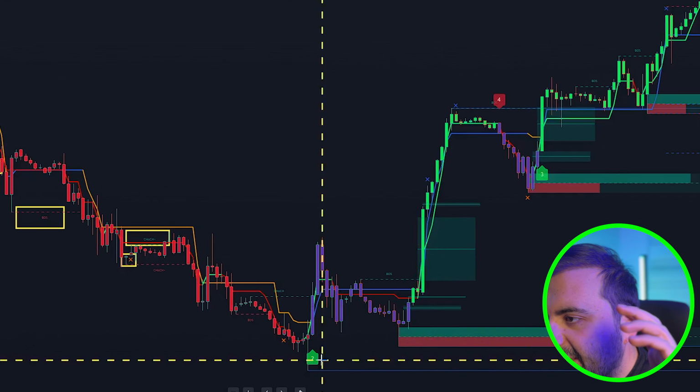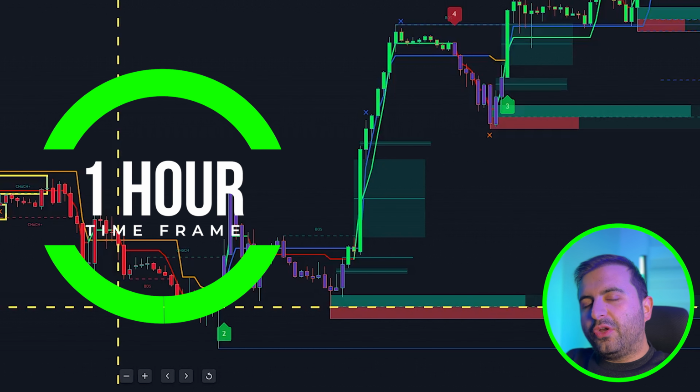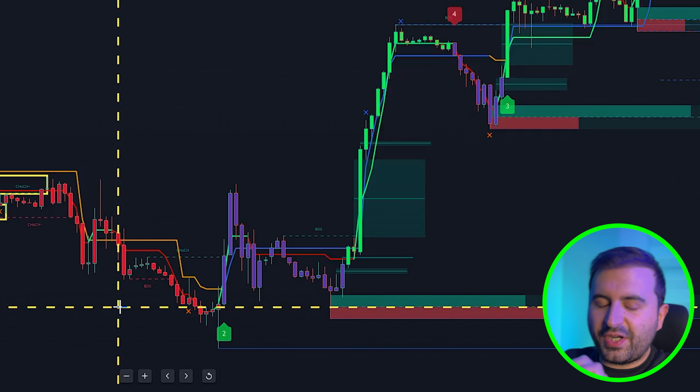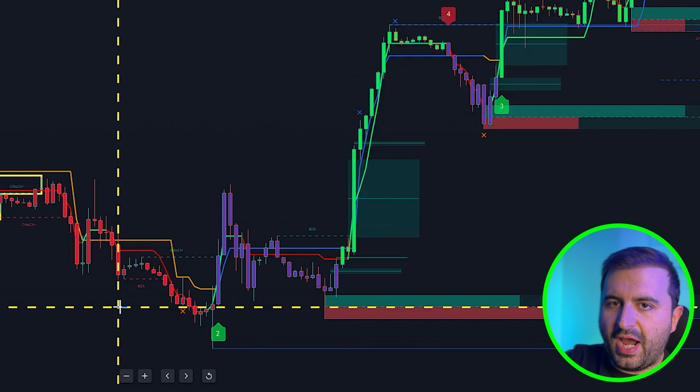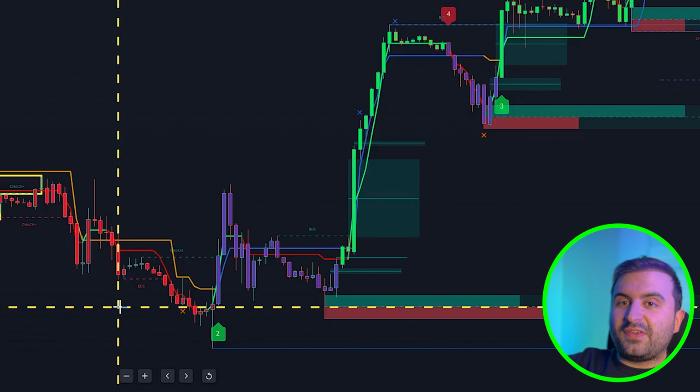So here we got a 2 classified buy signal in 1 hour time frame. So don't forget, we are trading on 1 hour, but this strategy works very well on 2 hours, 4 hours, or 1 day. So it means this is a swing trading strategy, right?